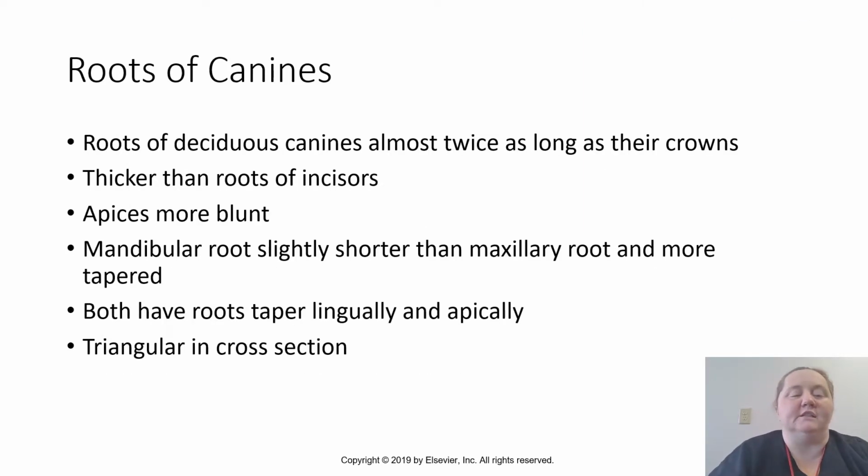All right, roots of canines. Roots of deciduous canines are almost twice as long as their crowns. They're thicker than roots of the incisors. The apices are going to be more blunt. The mandibular root is slightly shorter than the maxillary and much more tapered. Both have roots tapering lingually and apically, and then they are triangular in cross section, just like their maxillary counterparts, right?